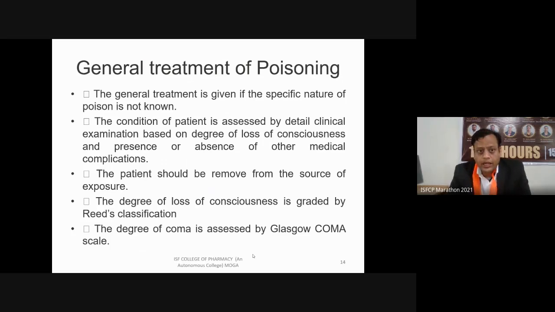Next is general treatment of poisoning. So the general treatment is given if the specific nature of the poison is not known.